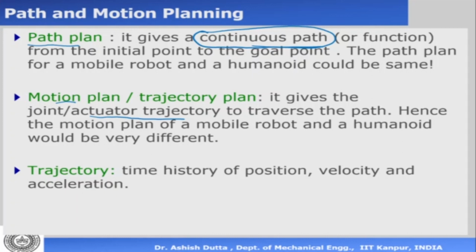Okay, so motion planning gives the joint or actuator trajectory to traverse the path. And hence the motion plan of a mobile robot and a humanoid robot could be very different. Now what is the trajectory? Trajectory is the time history of position, velocity and acceleration. So when you are actuating the joints, it will have a particular trajectory.